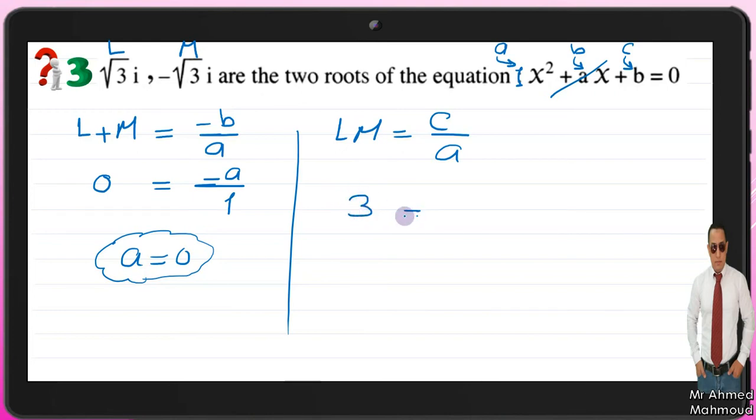Equal c over a. Here in place of c I will write b, in place of a I will write 1. b over 1 equals b, so b equals 3.